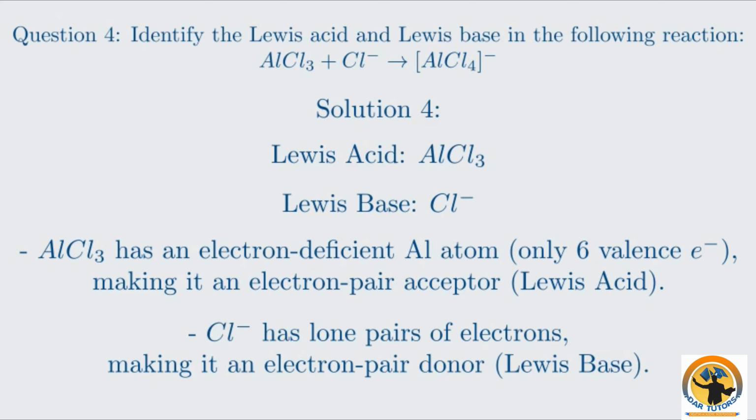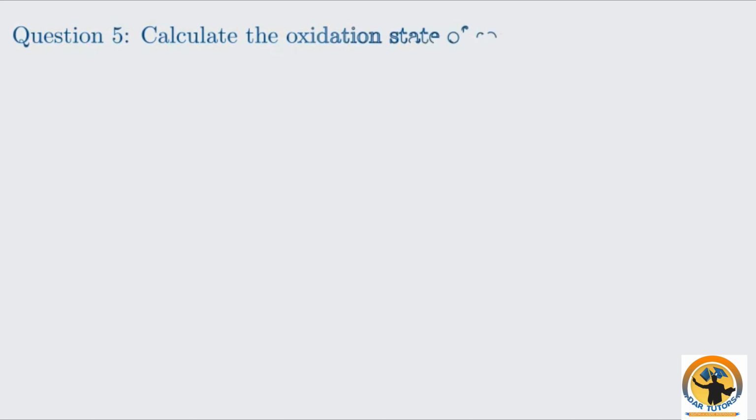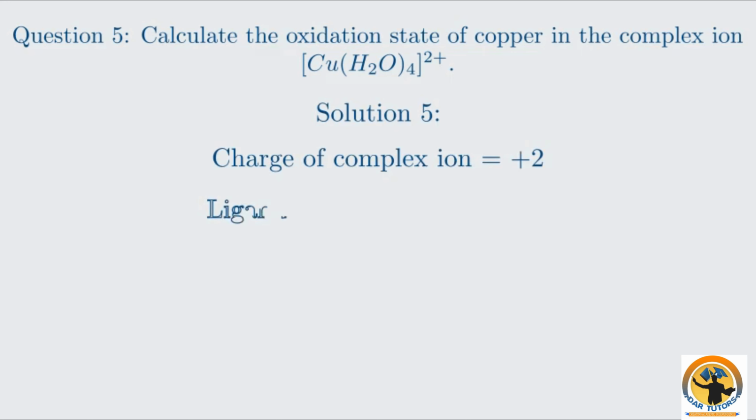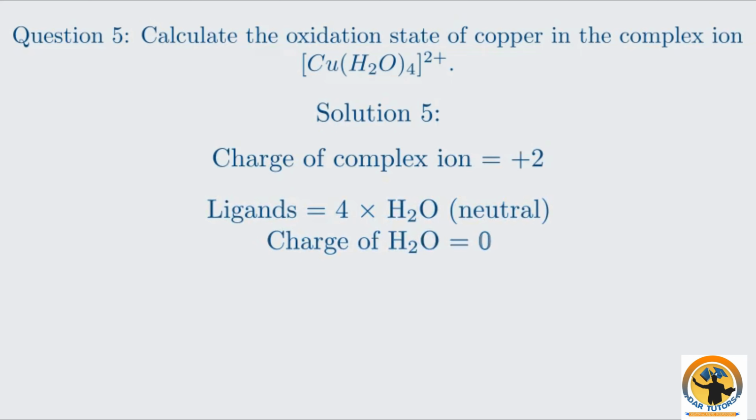Our final question requires you to calculate the oxidation state of a central metal ion in a coordination compound. Use the strategy we discussed. Determine the charge of the complex ion, the charges of the ligands, and then solve for the metal's oxidation state. First, the charge of the complex ion is given as +2. Next, we consider the ligands. Water, H2O, is a neutral ligand. It carries no charge. Now we can set up our equation.